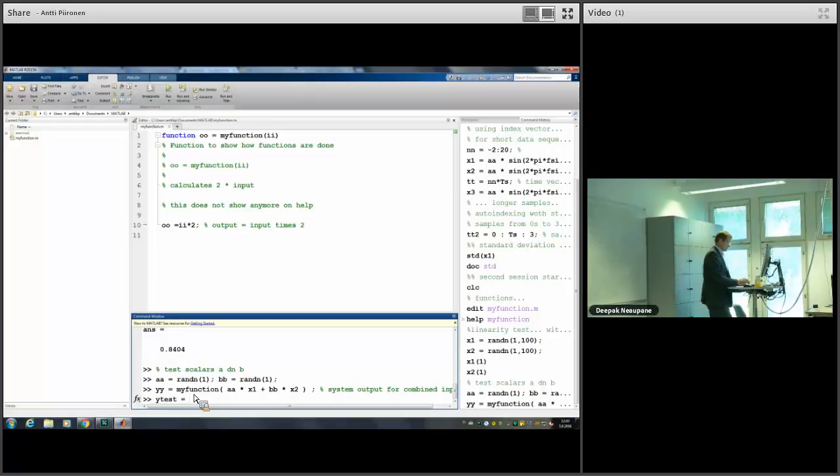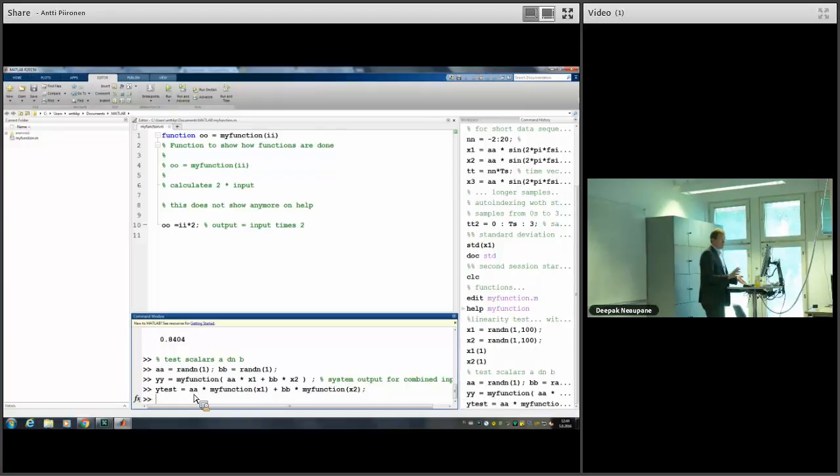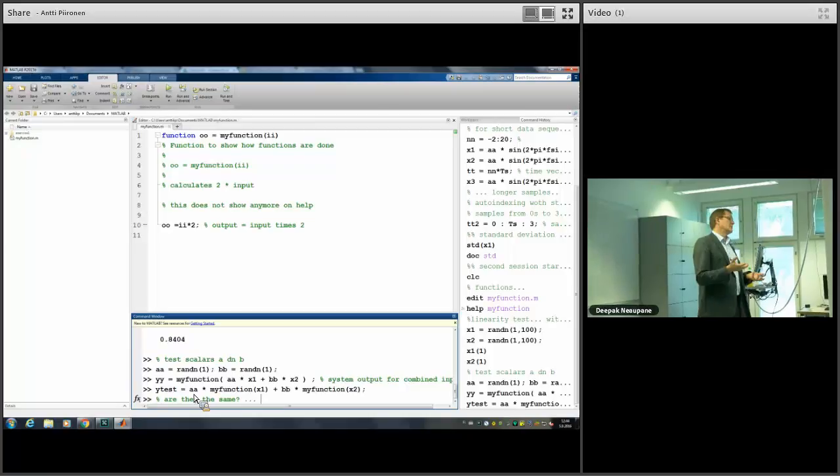Y test equals A times my function of x1 plus B times my function of x2. That's another one. How to then check if they are the same or different? We calculate how far those vectors are from each other, which means we calculate the second norm. And since we are doing the engineering test here, mathematically this should end up being zero. So the difference should be a zero vector.